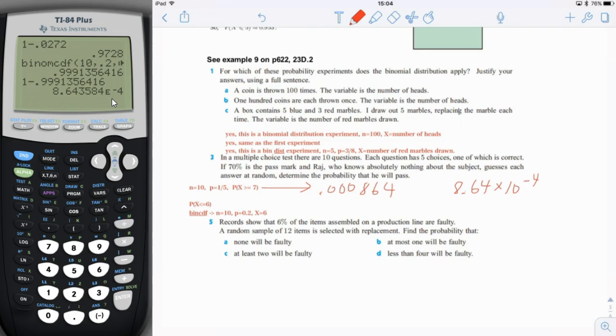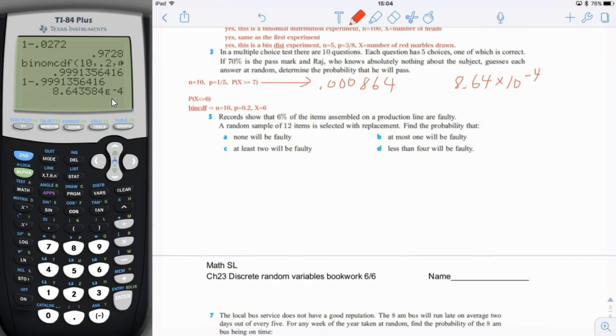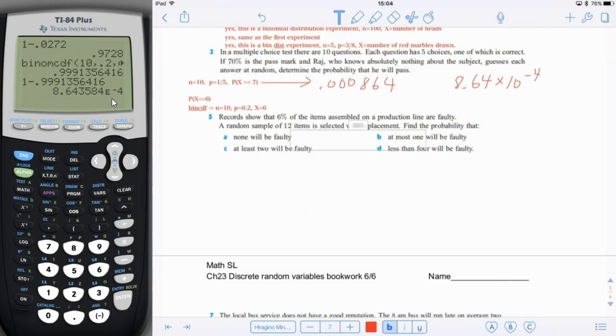Okay? Number 5. Records show that 6% of the items assembled on a production line are faulty. A random sample of 12 items is selected with replacement. Find the probability that none will be faulty, at least 2 will be faulty, at most 1 will be faulty, less than 4 will be faulty. So what we're going to do here is I'm just going to give you the parameters you're going to use on the calculator, and then we'll do a couple of these.